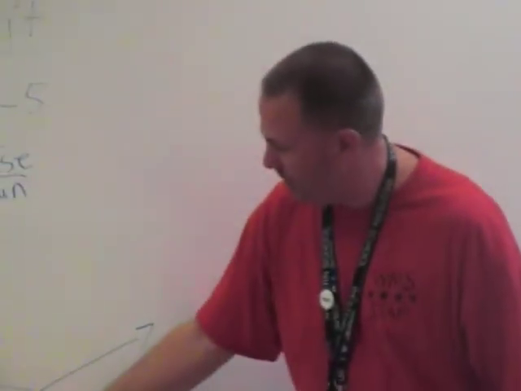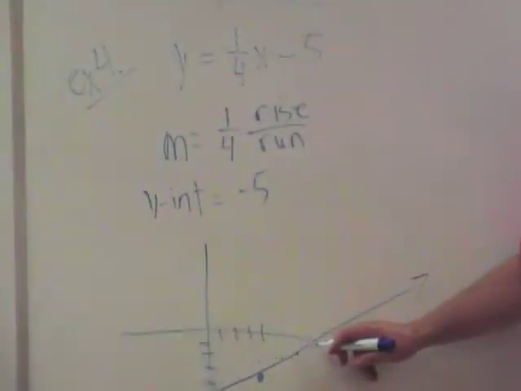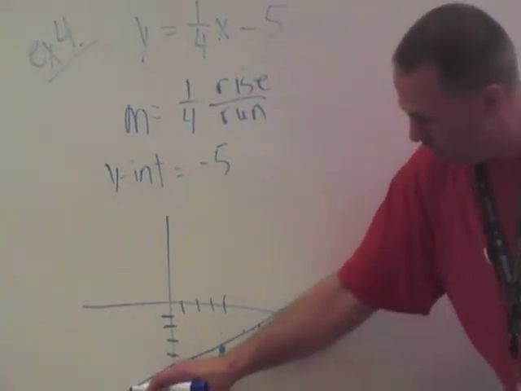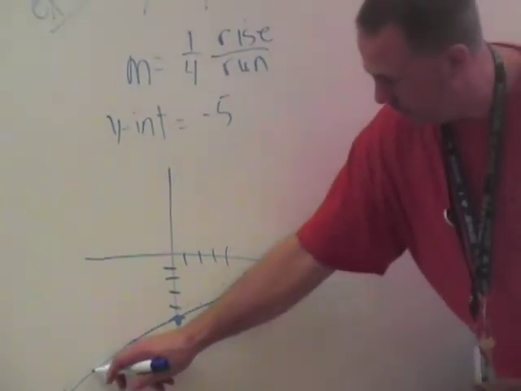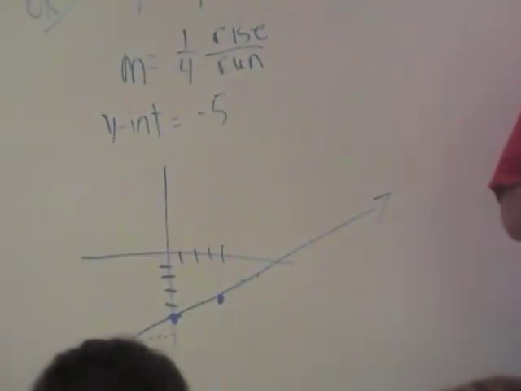You can go up 1 and over 4 more. And it's right there. And up 1 and over 4 more. You can just keep going. You go backwards. Down 1 and over 4. Down 1 and over 4. Alright, so you can just keep going on your graph, rise over run.